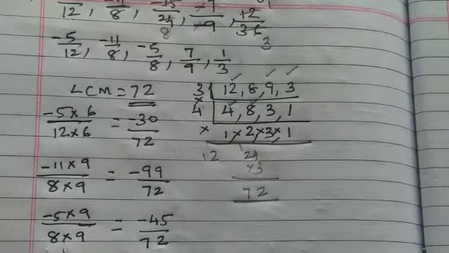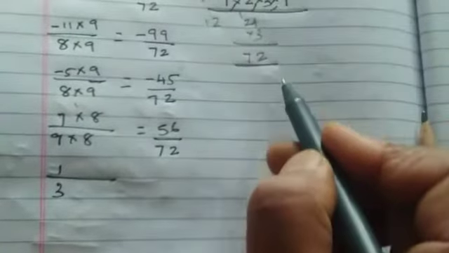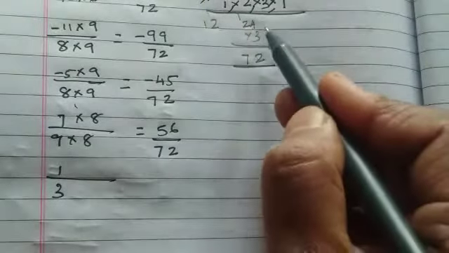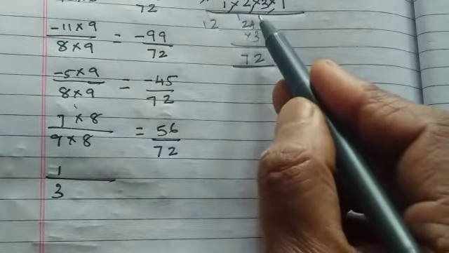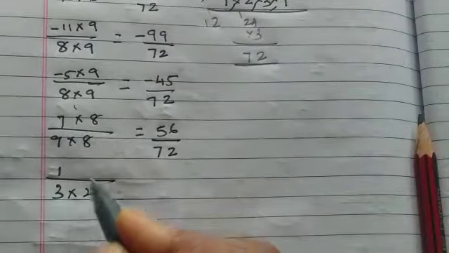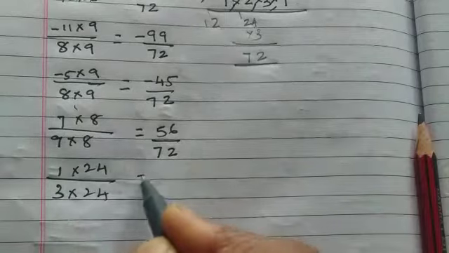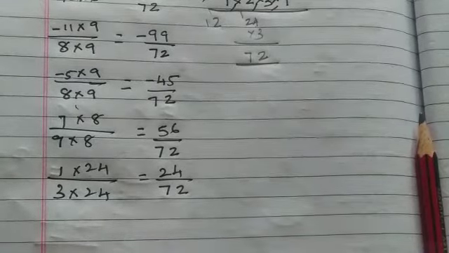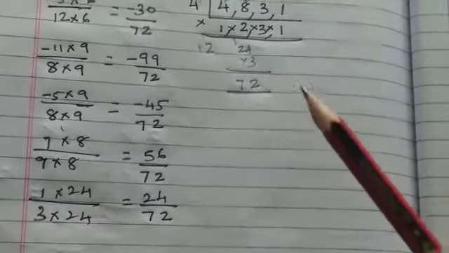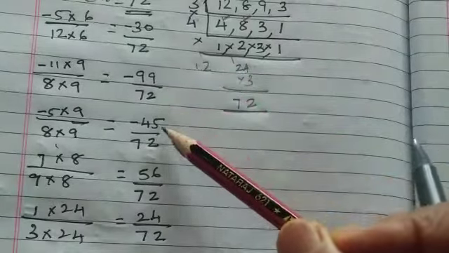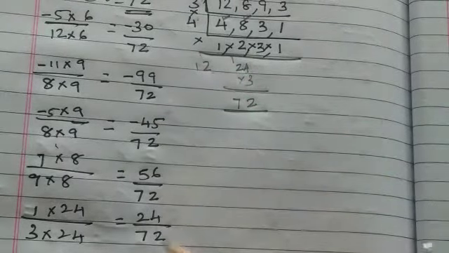And the last number is 1 by 3. 3 into what is 72 now? Just look at the LCM here. When you multiply LCM itself, we will get all these multiples. 24 into 3. So 3 into what is 72? 3 into 24 is 72. Multiply numerator also by 24. So we get 24 by 72. That's all. All the rational numbers have the same denominator. Now see, minus 30 by 72, minus 99 by 72, minus 45 by 72, 56 by 72, 24 by 72.